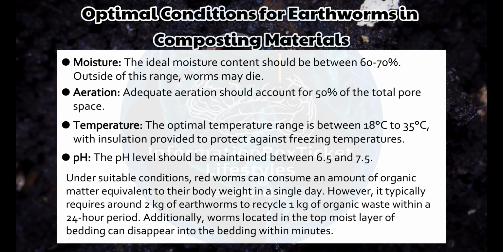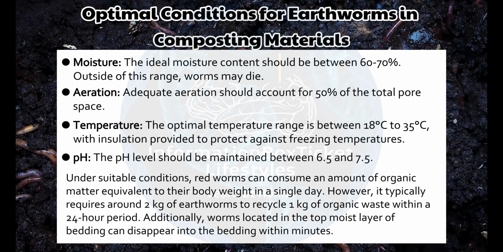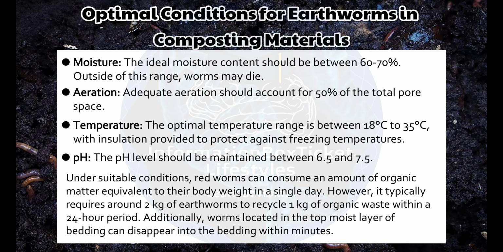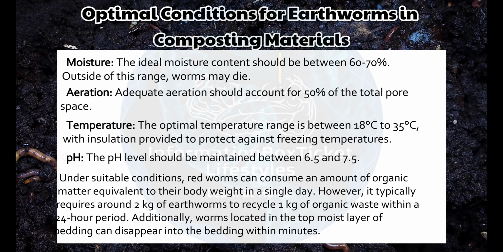Under suitable conditions, red worms can consume an amount of organic matter equivalent to their body weight in a single day. However, it typically requires around 2 kilograms of earthworms to recycle 1 kilogram of organic waste within a 24-hour period. Additionally, worms located in the top moist layer of bedding can disappear into the bedding within minutes.